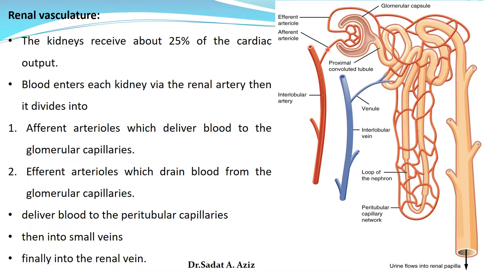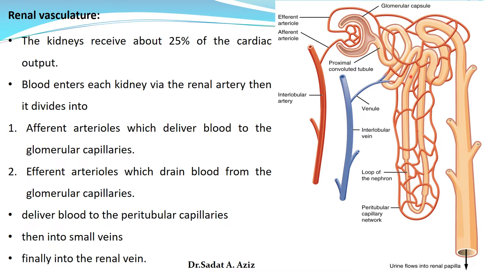Arteriole, capillary, arteriole, then capillary again. This is, let us say, a specific arrangement of the vascular system. Peritubular capillaries surround the tubules of the kidney and a part of the nephron. We will explain this later in detail.